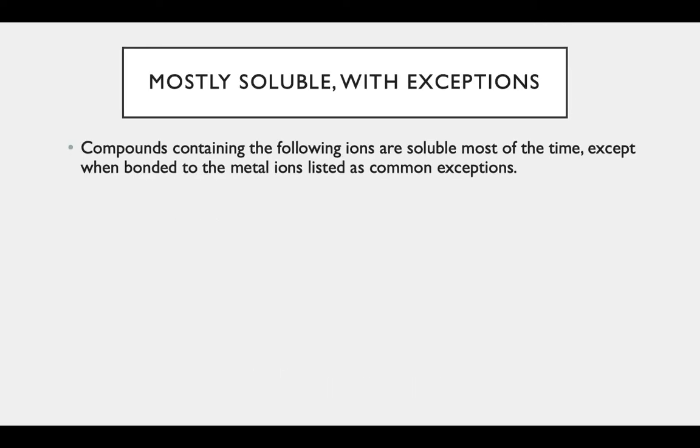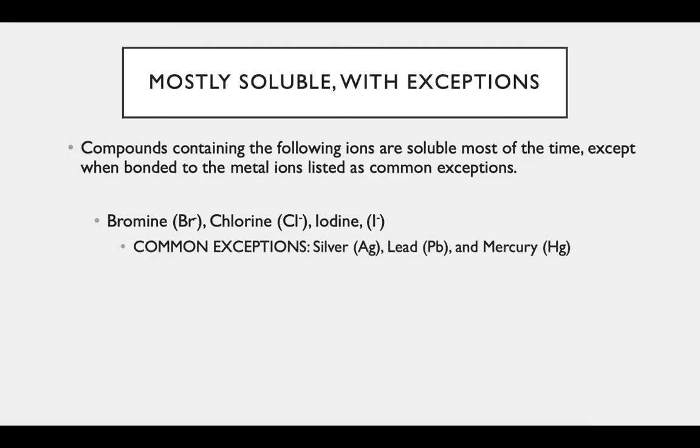There are some ions that dissolve most of the time, except for a few exceptions. So the halogens, bromine, chlorine, and iodine will dissolve most of the time. When they will not dissolve, when they're insoluble, is when they're bonded to silver, lead, or mercury. So for example, if I have the compound aluminum bromide, it is going to dissolve, it's soluble. However, when bromine is attached to silver, when those two are bonded in silver bromide, that is not going to be soluble, so that's an insoluble compound.